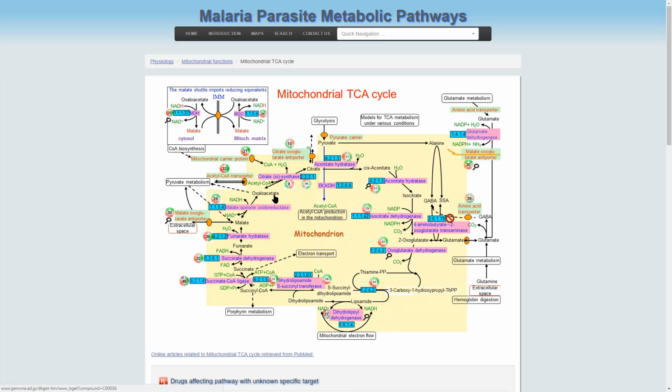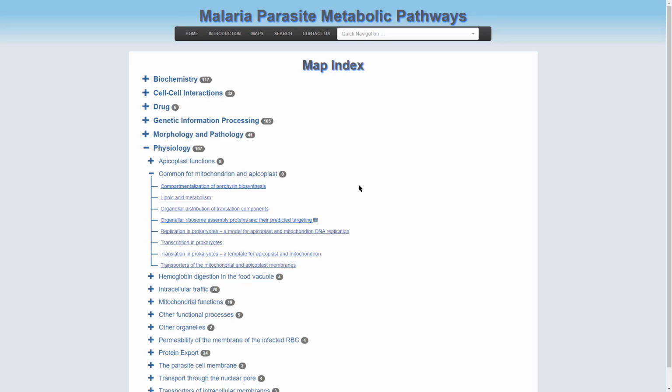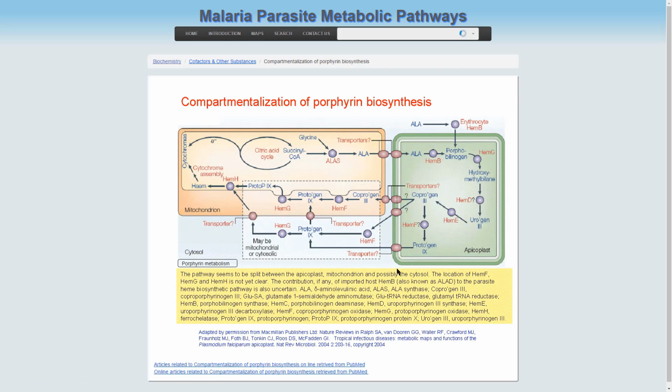Another very important function of the mitochondria is the mitochondrial TCA cycle. Here you see all the cycle, which, unlike in most other organisms, including human, is not fed by pyruvate, but mostly by glutamate to provide the substrate for the electron transport. Now we go to processes which are common to the mitochondrion and the apicoplast, and we see here, for example, the compartmentalization of porphyrin biosynthesis, which starts in the mitochondrion, goes to the apicoplast, and then returns back to the mitochondrion.